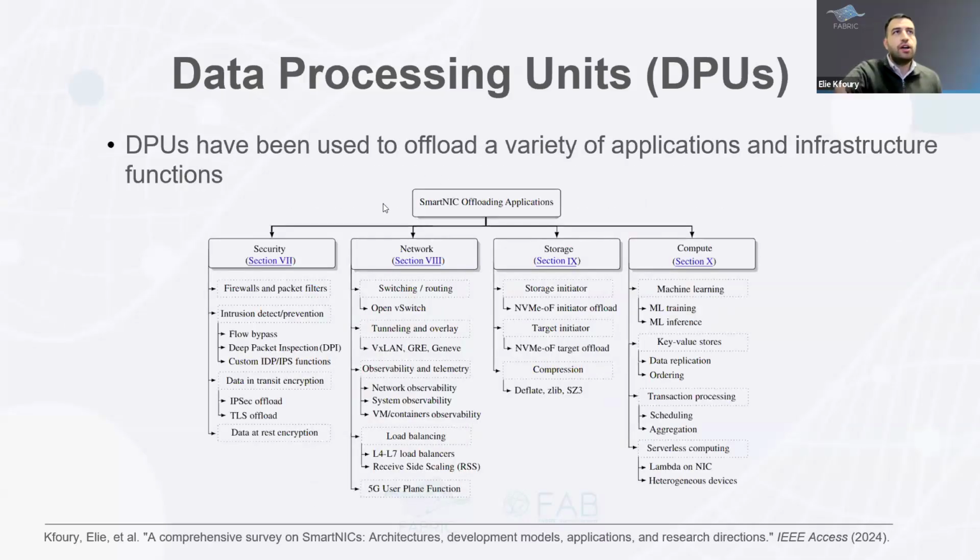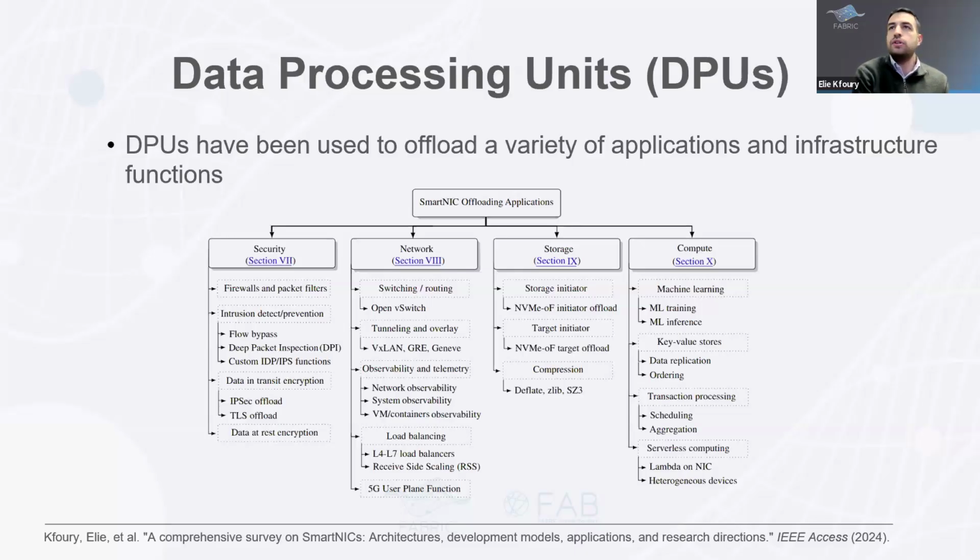So we've been seeing a lot of applications that are being offloaded to the DPUs. These are some categories. Mostly we can categorize them as security, network-related applications, storage, and compute. Now for security, you can do a lot of offloading for rules for packet processing. For example, if you want to do ACLs or stateful firewalls, you can do so. For intrusion detection, if you want to bypass some flows from being inspected, or if you want to do DPI because of the regular expression engine available, or if you want to implement your custom function, you can do so.